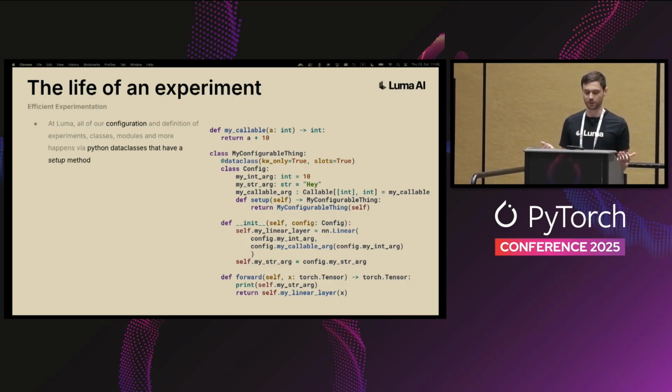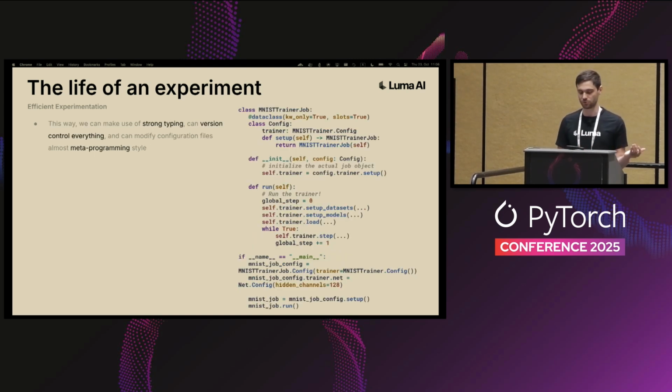We do all of our configuration and definition of experiments or classes or modules in Python data classes that have a setup method. So on the right side here, you can see we might have some configurable class, and that class has an inline class that we usually just call config, and that is a data class where you can set some arguments. In this case here, we might have an integer argument, a string argument, or something that is even a callable. And when we call .setup on this configuration object, it returns the parent class. So it returns the configurable thing in this case. And with this kind of pattern that is usually just something you can whip up in a couple lines of code, this becomes very powerful.